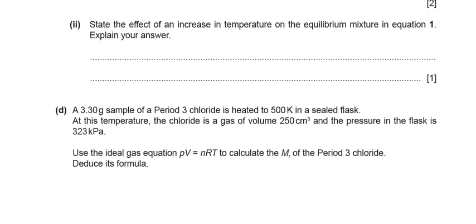In this next part it says to state the effect of an increase in temperature on the equilibrium mixture in equation 1. Equation 1 was exothermic in the forward direction, and we know that whenever we increase the temperature, the endothermic reaction is favored, which is the backward reaction. So follow the pattern. First of all you have to state the effect. So what is it? Equilibrium shifted to the backward side or to the reactant side.